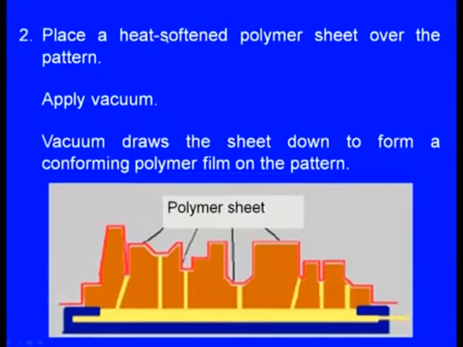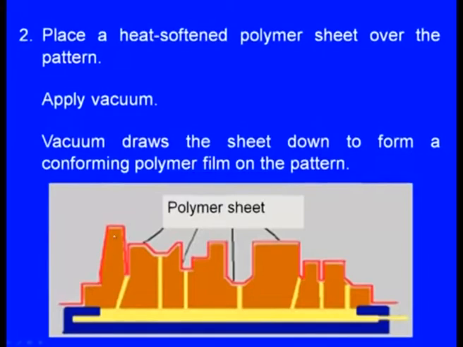Second step, place a heat softened polymer sheet over the pattern. So, this is the pattern, and here we can see a kind of red colored sheet. This is the polymer sheet. It should be heat softened and kept over the pattern such that this sheet will be occupying all the corners and the details of the pattern.